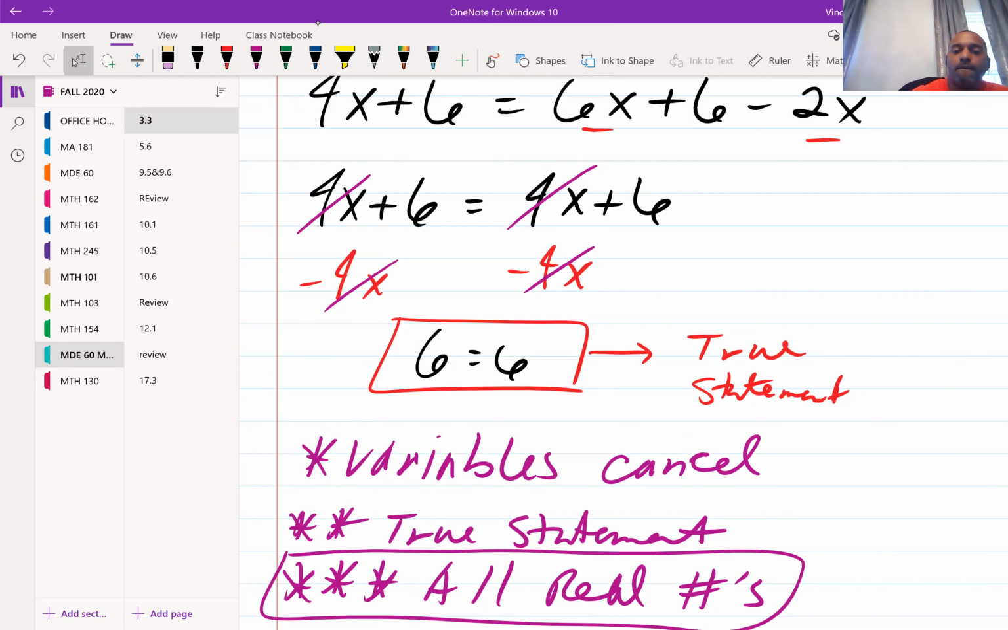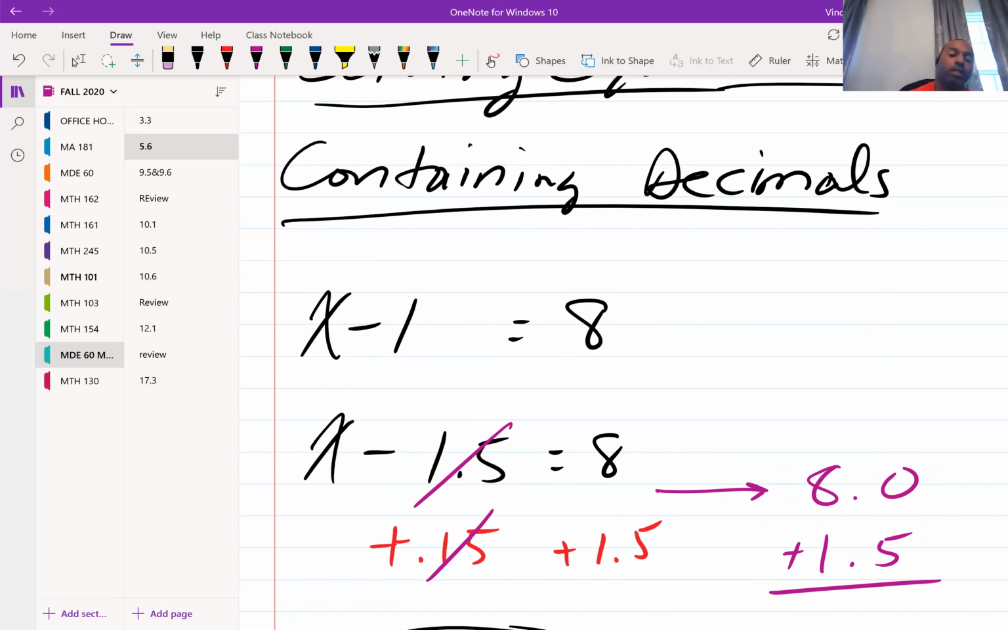So here, solving equations containing decimals. Last section was solving equations containing fractions. If you have a decimal, you treat it the same way you would if it was a regular number. If this was x minus 1 equal to 8, then I would add 1 to both sides of the equation. So here we have x minus 1.5 equal to 8. So I'm going to add 1.5 to both sides of the equation.